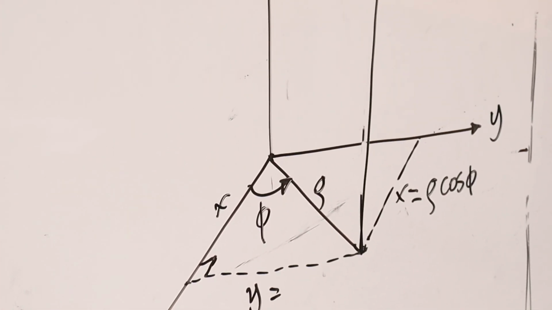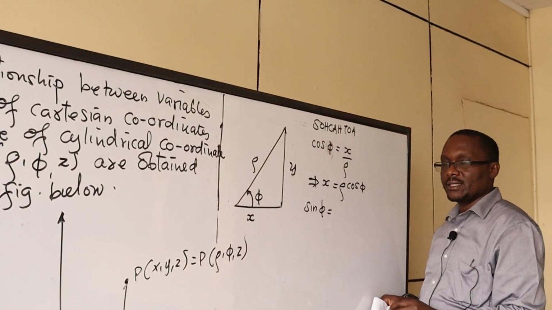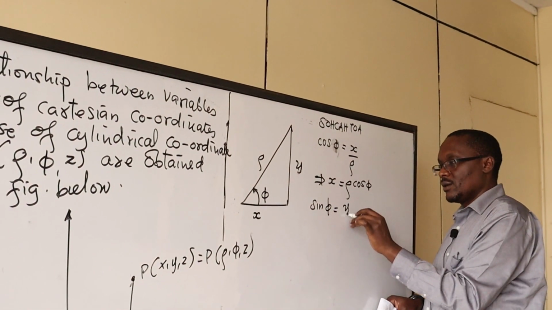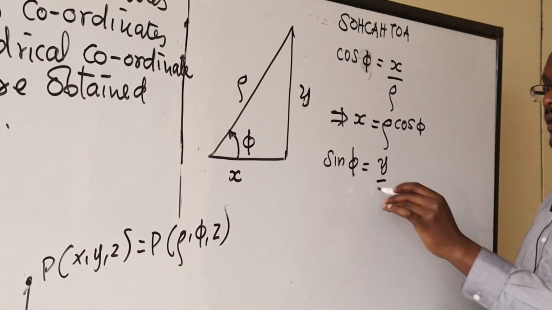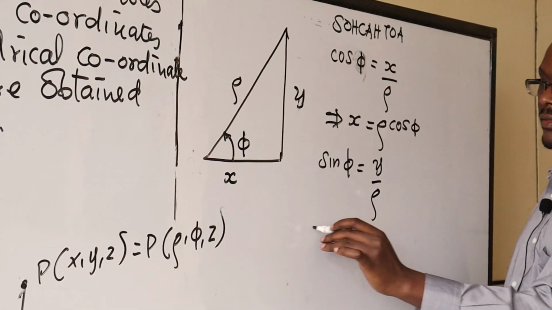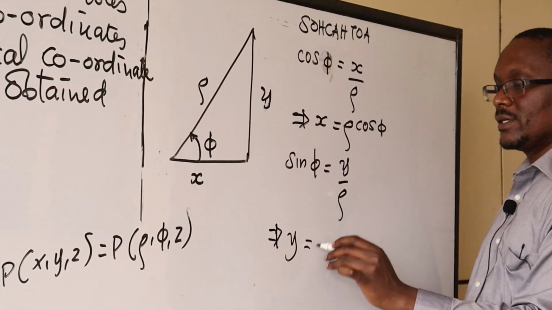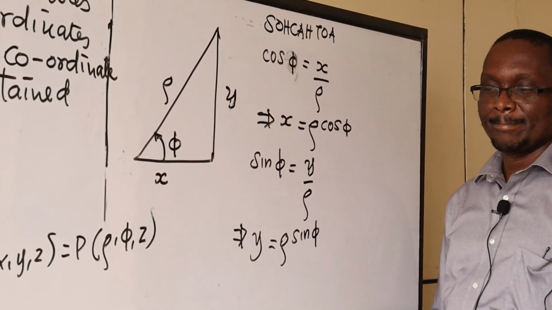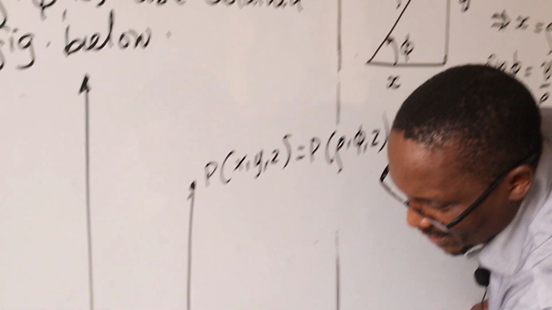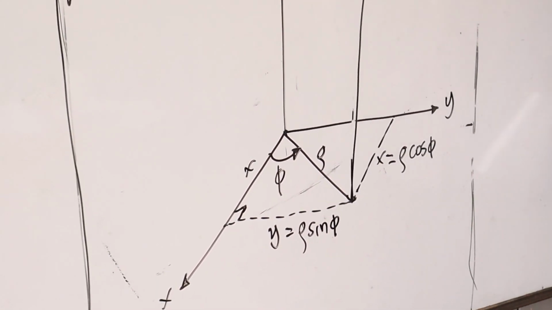Similarly, if we look at the sine of the angle phi, our sine must be y, which is the opposite, over the hypotenuse, and still our hypotenuse is rho. That similarly implies that our y must be rho sine of phi. So this y of ours will definitely be rho sine of phi.